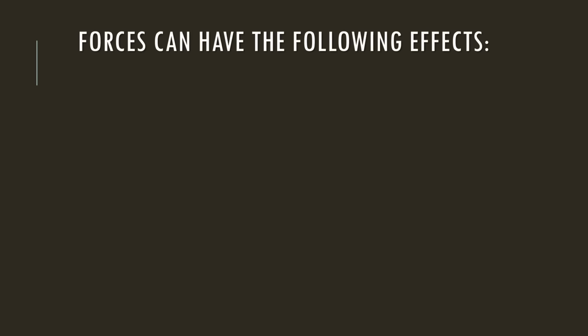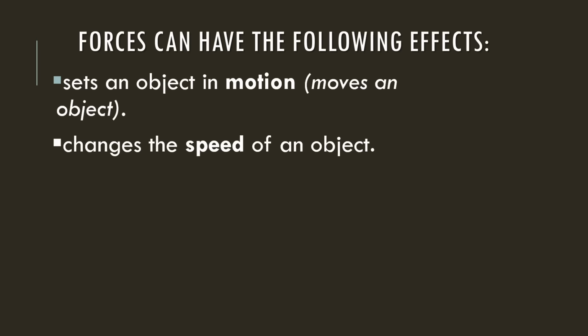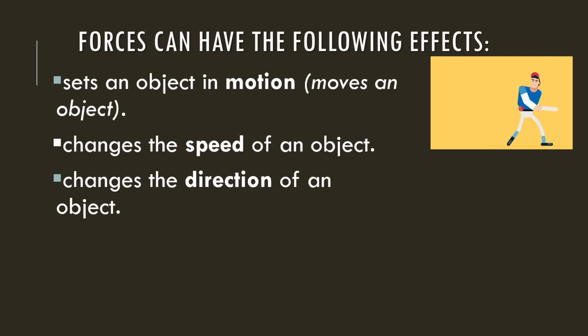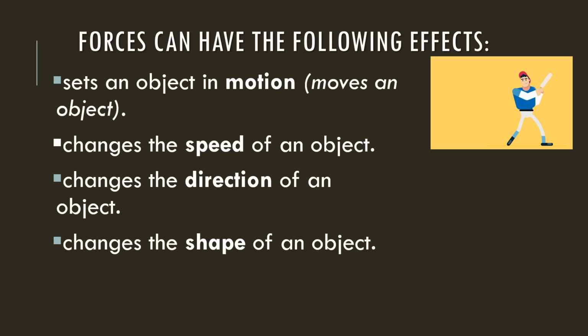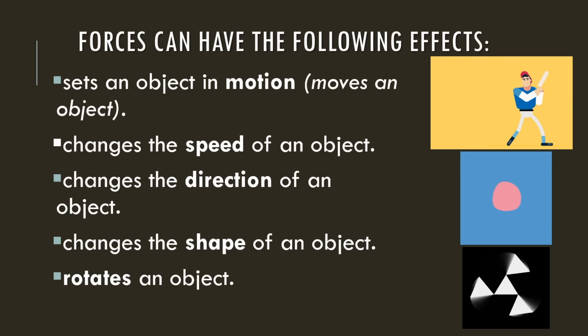Forces can have the following effects on an object. It can set an object in motion, which means it moves the object, or it could change the speed of an object, or it could change the direction in which the object is moving. If we have a look at this little diagram, you can see that the force will change the speed, the motion, and the direction in which the object is moving. Forces can also change the shape of an object, and they have the ability to rotate an object. All of these will occur if a force is applied to an object.